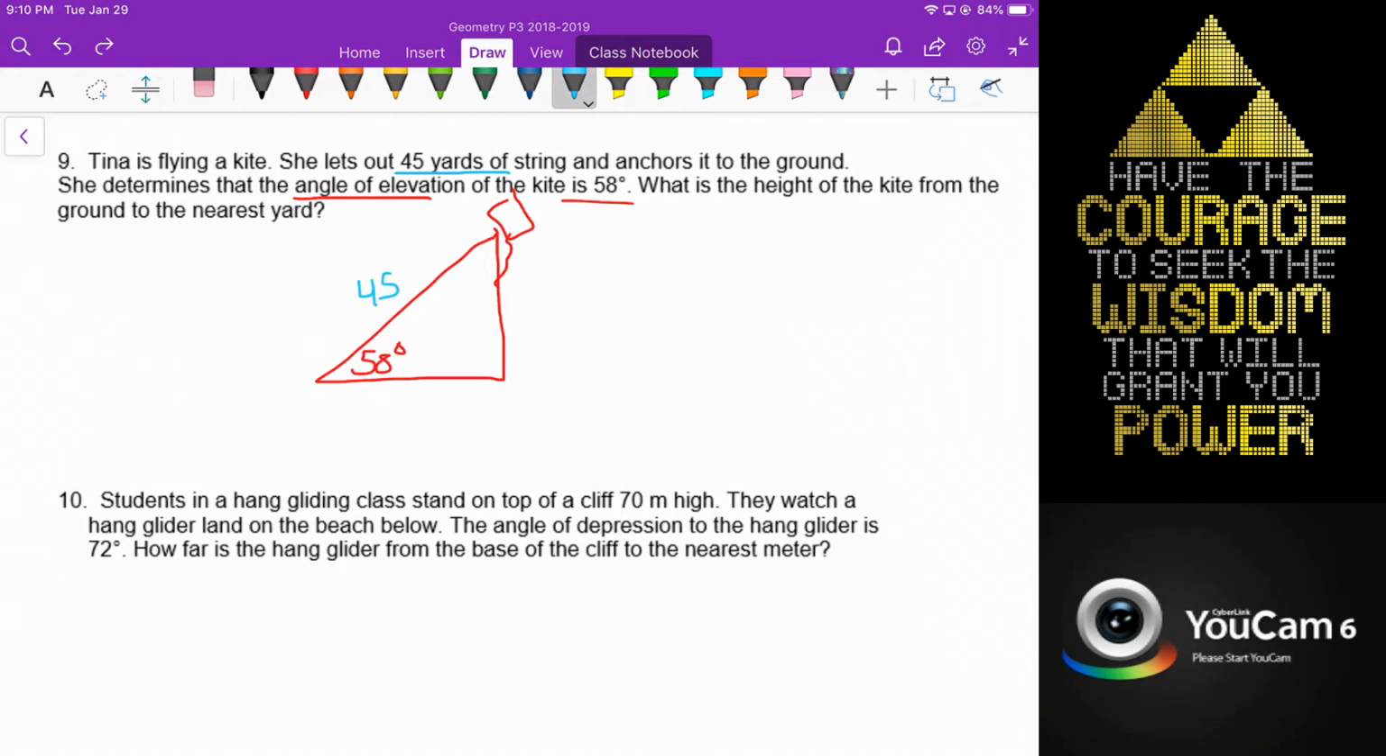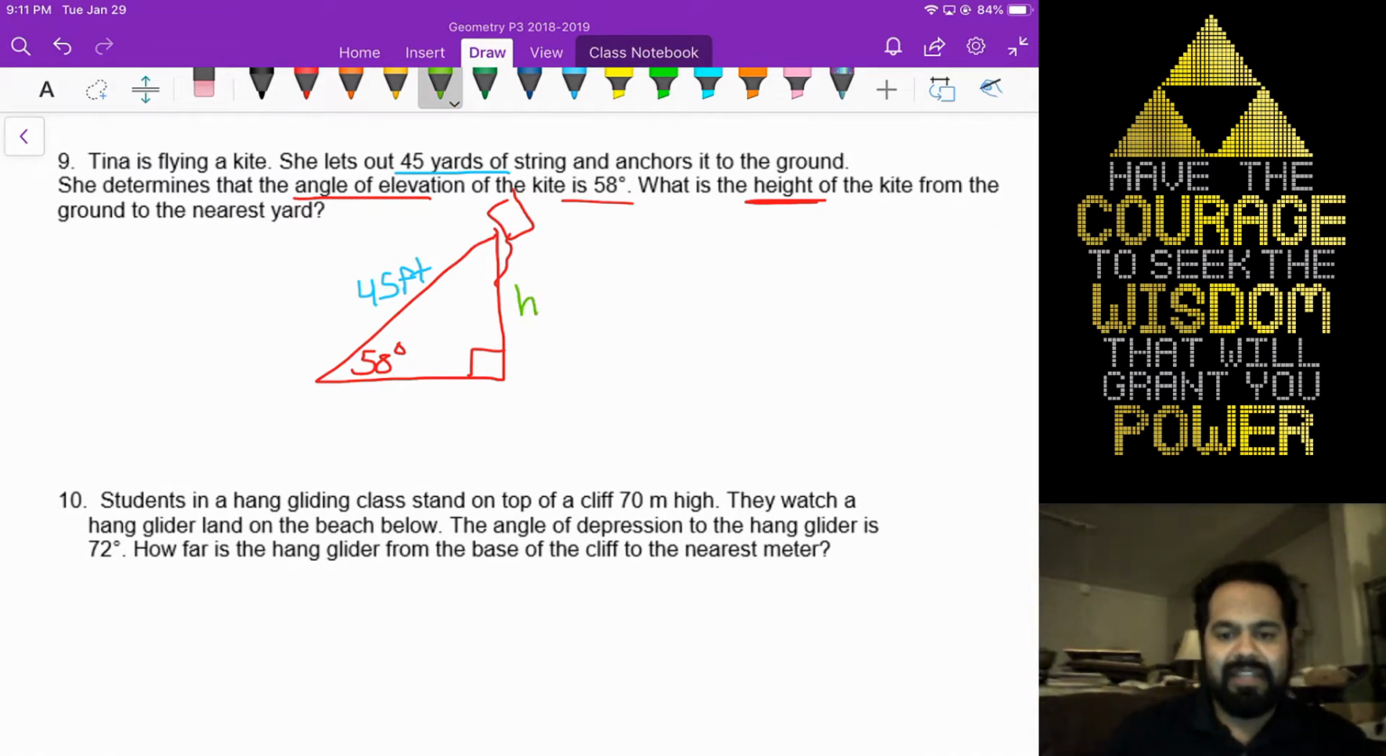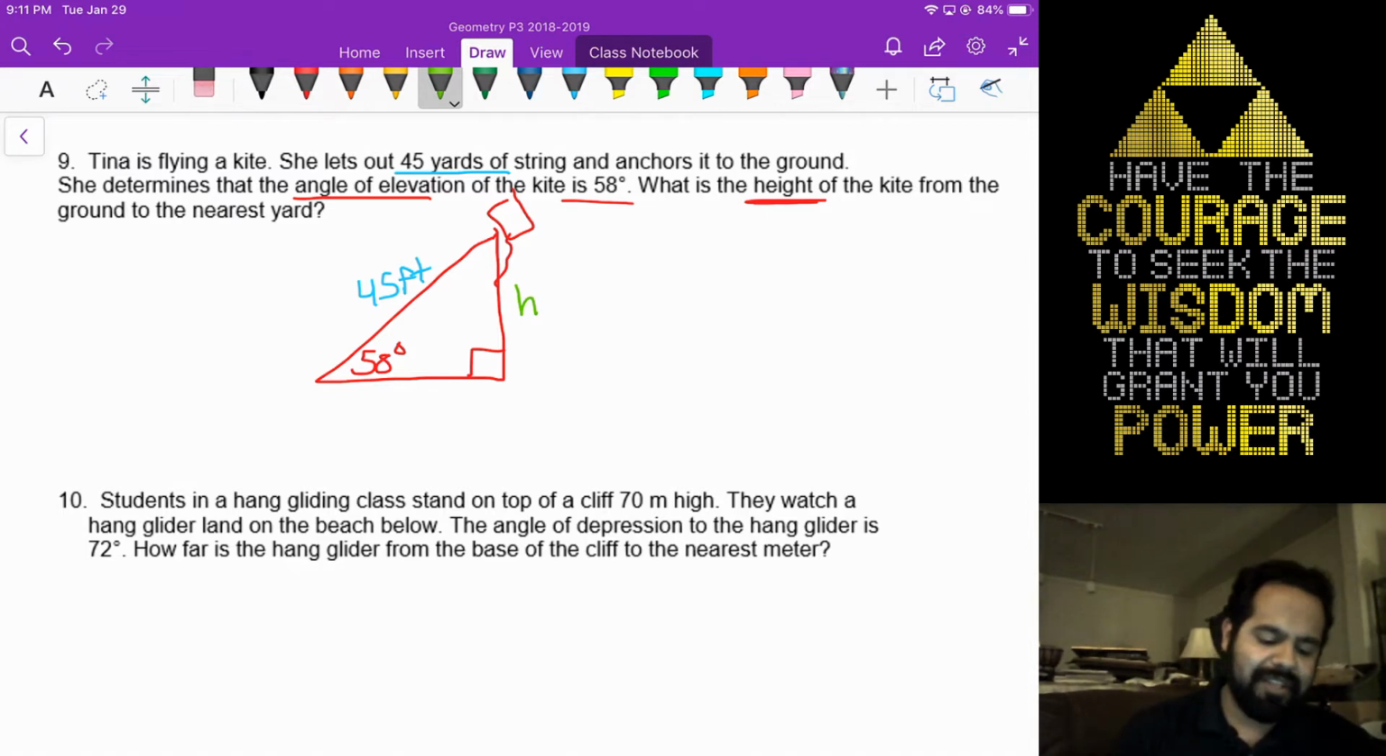Now I hope you don't put the 45 down here. I don't know about you guys, but I've never seen a kite fly on the ground. That just doesn't work out well. So there's our 45 as the hypotenuse. And then we're asking you what is the height. So the height of our kite is going to be how high up? Yeah, gotta draw it. So let's go ahead, set up our trig ratio.